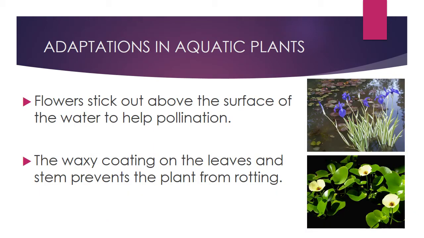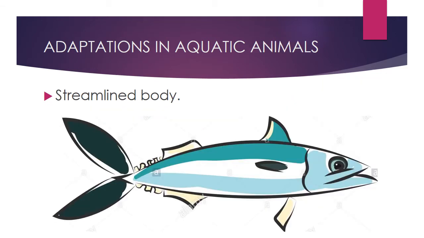Next adaptation is that flowers of the aquatic plants stick out above the surface of the water, which helps them in pollination. Then they have a waxy coating on the leaves and on the stems that prevents the plant from rotting. As you all know, if any part of a plant is submerged underwater for a very long period of time, then it will start to decay. So to avoid that, they have a waxy coating.